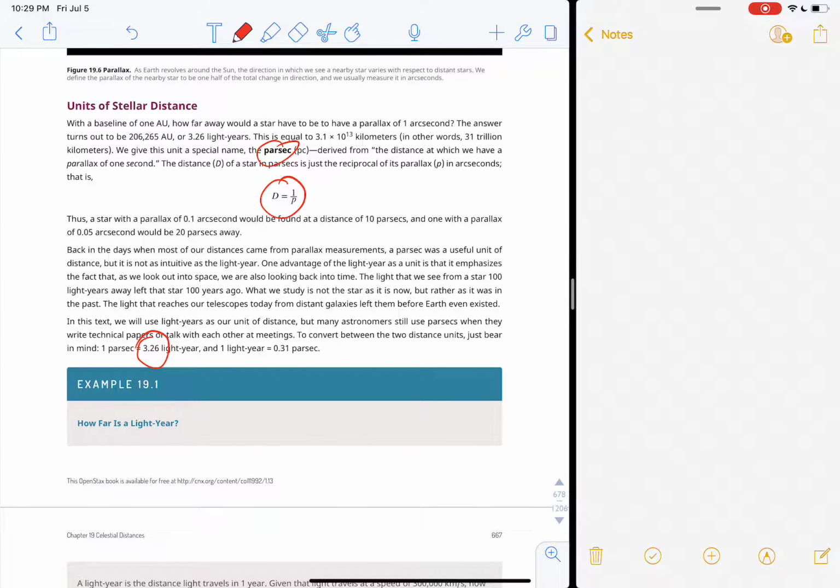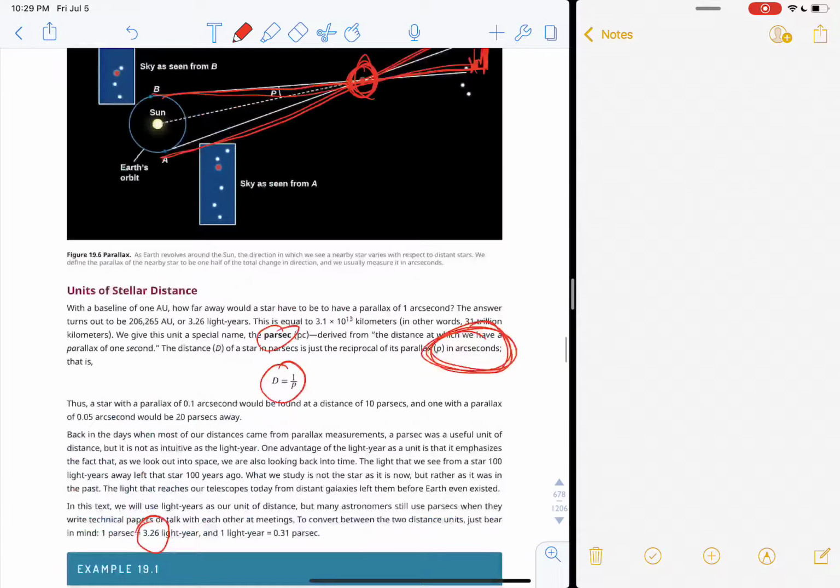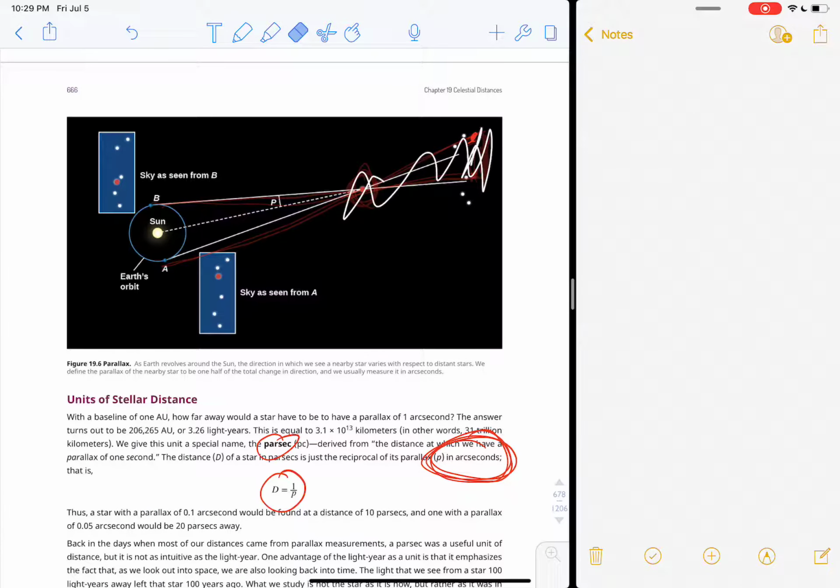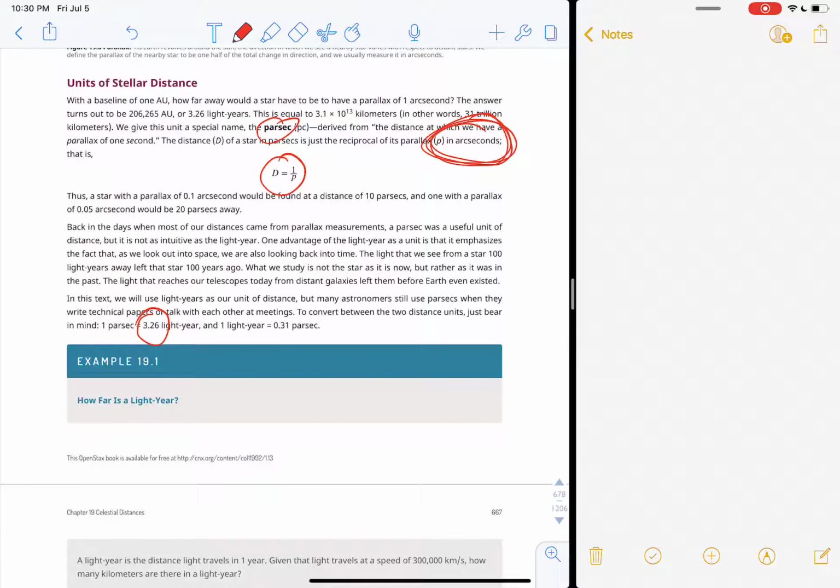One of the units we use is arc seconds for angles, and the distance to something that would have a parallax angle of 1 arc second is defined as 1 parsec. So this side of the triangle is 1 AU, and if we made this angle 1 arc second in size, then the distance would correspond to 1 parsec. So 1 parsec is equal to 1 AU over 1 arc second. Okay, and so that is the unit there.